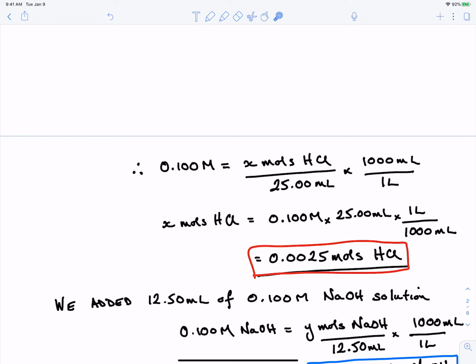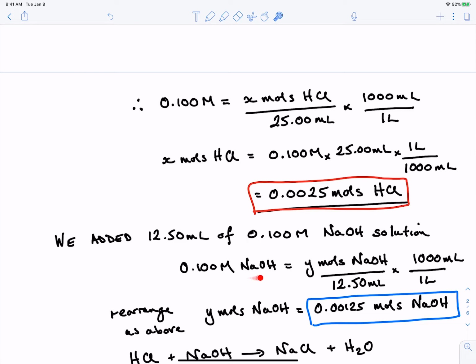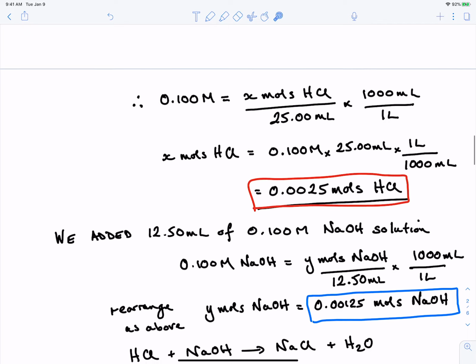And so we need to know how many moles of sodium hydroxide we added, because there's a one-to-one relationship. And so here we know the concentration of sodium hydroxide is Y. In this case, I'm just using Y, moles of sodium hydroxide divided by the 12.5 millilitres times, of course, this conversion factor to make it into litres. And we're going to rearrange it just like we did up here, and we're going to calculate that the number of moles of sodium hydroxide is 0.00125 moles of sodium hydroxide, and that's how much we've added to the HCl.